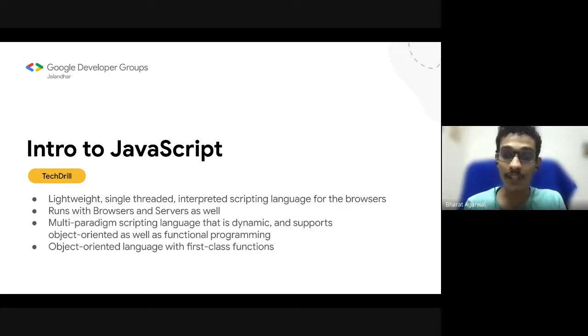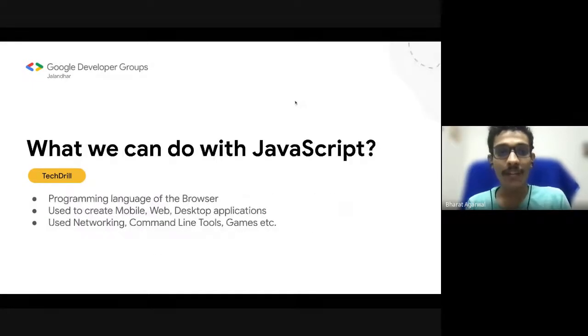It is object-oriented. It has multiple paradigms. You can use object-oriented, you can use functional as well. It is the language of browsers. Browsers only understand JavaScript as of now. Moving ahead with the slides.